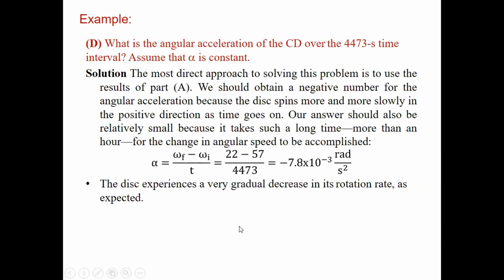Then there is a question: a CD is used, then what is the angular acceleration of the CD over the 4,473 seconds time interval? Assume alpha to be constant. A direct approach to solve this problem is to use the result of part 1. We obtained a negative number for angular acceleration because the disk spins more and more slowly in the positive direction as time goes on.